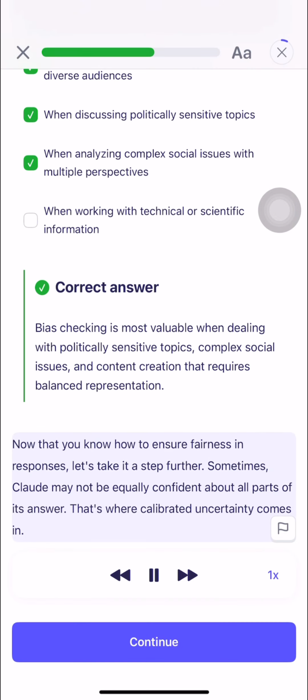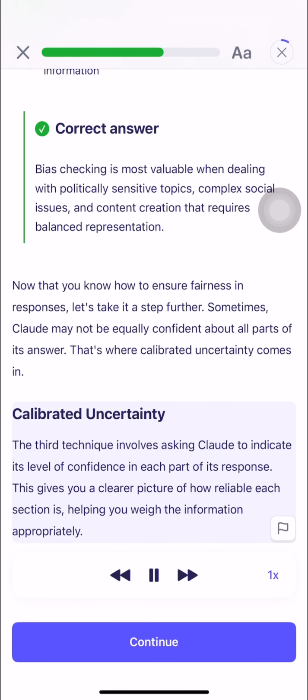Now that you know how to ensure fairness in responses, let's take it a step further. Sometimes, Claude may not be equally confident about all parts of its answer. That's where calibrated uncertainty comes in. Calibrated uncertainty. The third technique involves asking Claude to indicate its level of confidence in each part of its response. This gives you a clearer picture of how reliable each section is, helping you weigh the information appropriately.